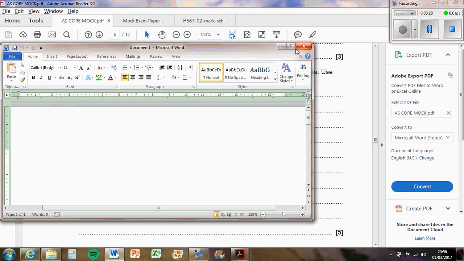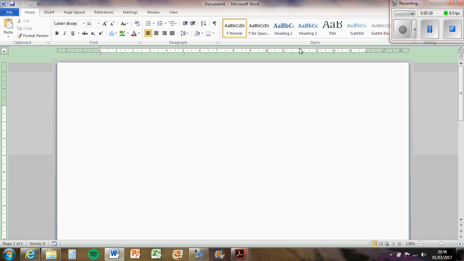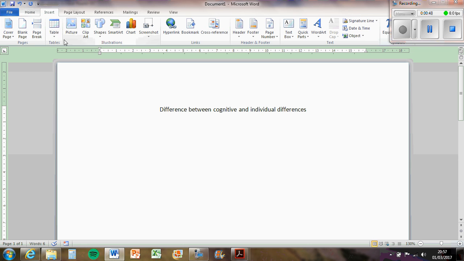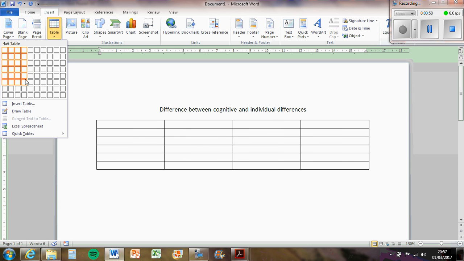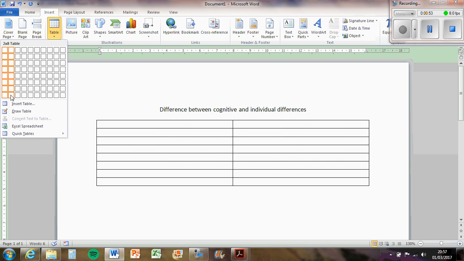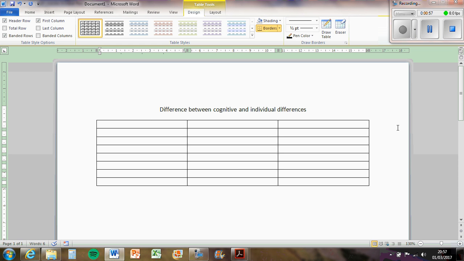Okay, so you know the question. Does it say difference? Yeah, so we're looking at a difference between cognitive and individual differences. Okay, so if we put a grid on, I love grids. Grids, or tables, whatever you want to call it, are very easy to figure out what you're going to do in terms of an answer. They're good for planning things.